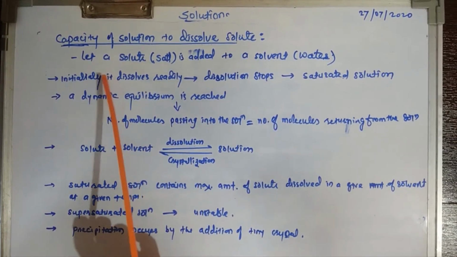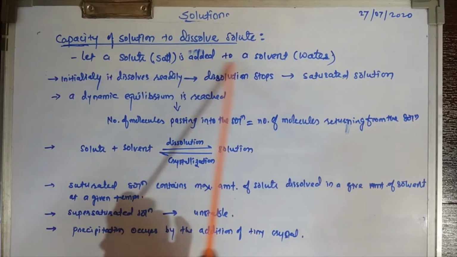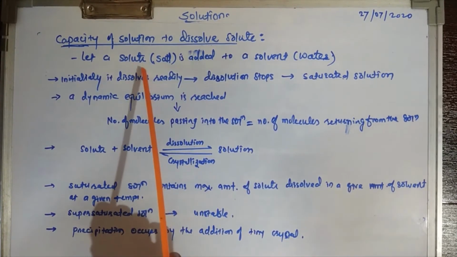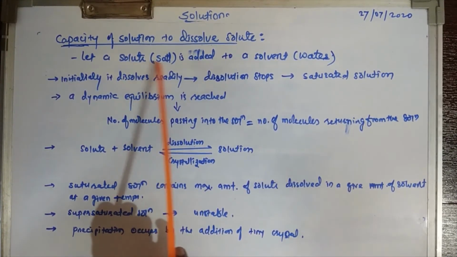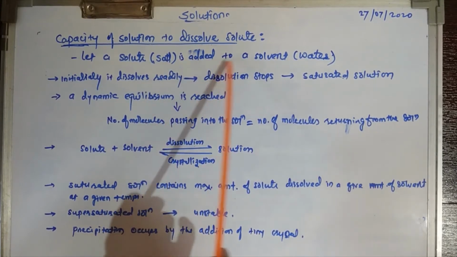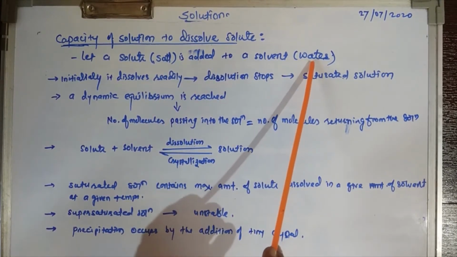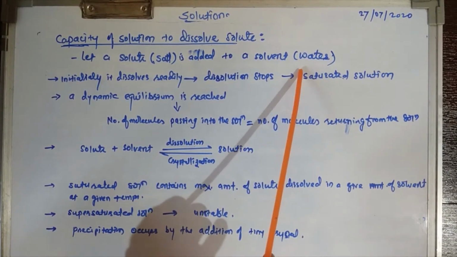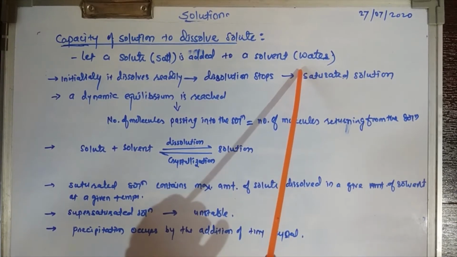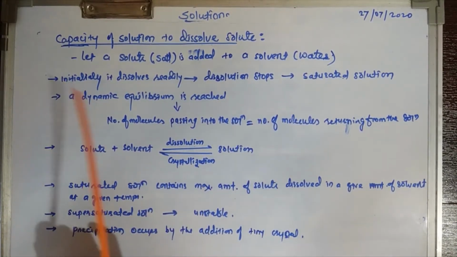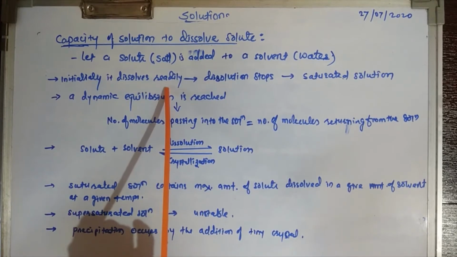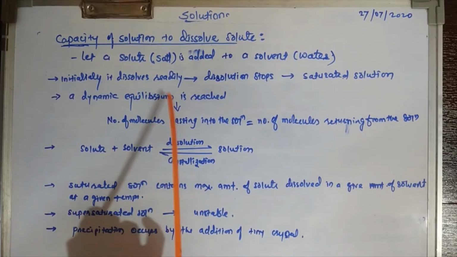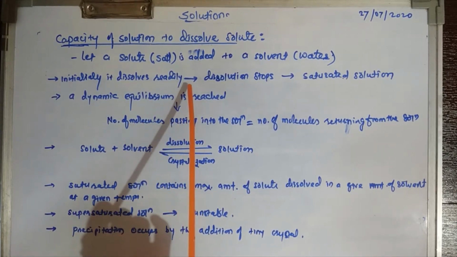Let a solute be added to a solvent. Here we are adding a solute like salt or sugar to a solvent like water. What happens while adding? It gets dissolved slowly. Initially the dissolution takes place rapidly.